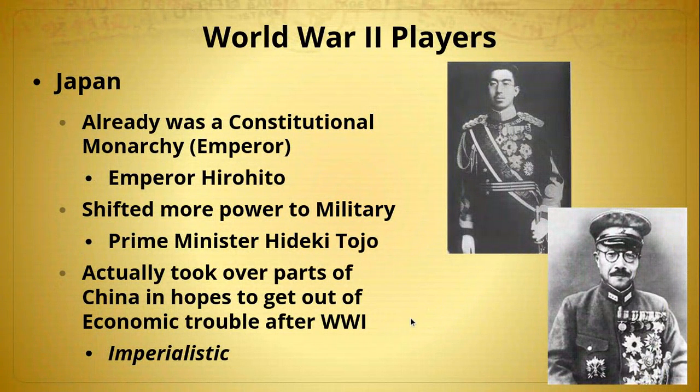And then Japan, the two leaders here: Emperor Hirohito up here, and this is Hideki Tojo. They didn't really need any more nationalistic pride because they are already very prideful people. However, they're an island. They need resources. They're in it for the imperialism side.